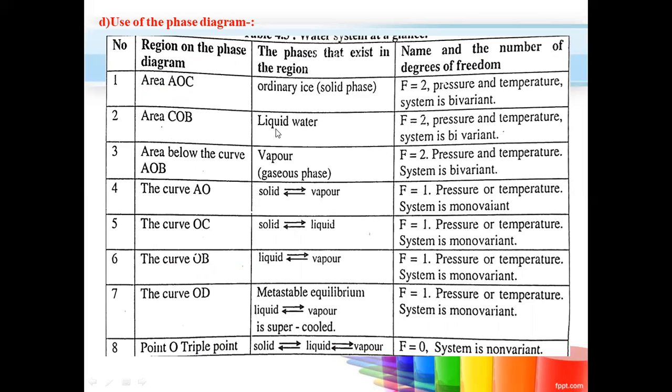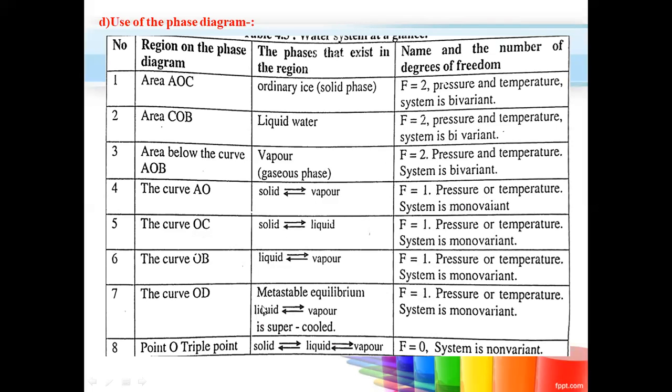In the area COB, liquid water is present, degree of freedom is 2, pressure and temperature, the system is bivariant. The area below the curve AOB, the vapor phase, that is the gaseous phase, degree of freedom is 2, pressure and temperature, the system is bivariant. The curve AO, solid to vapor, the degree of freedom is 1, pressure or temperature, the system is monovariant. That means only one variable can be utilized. The curve OC, solid to liquid, degree of freedom is 1, pressure or temperature, the system is monovariant. Curve OB, liquid to vapor, degree of freedom is 1, pressure or temperature, the system is monovariant.